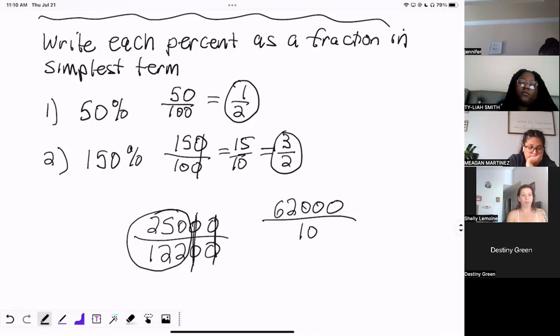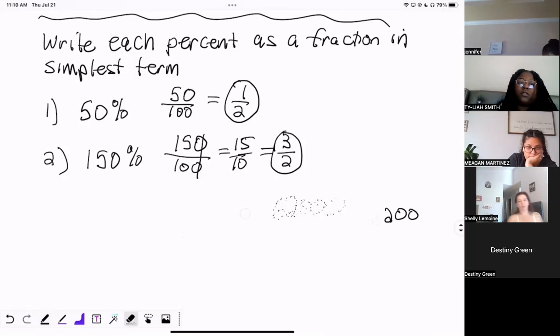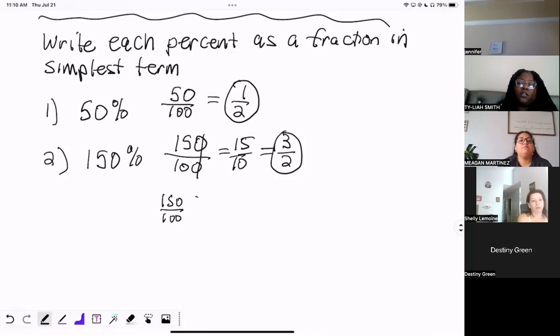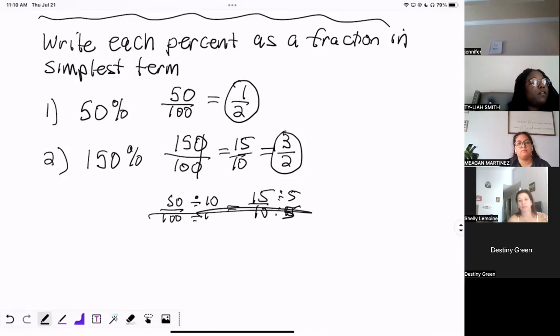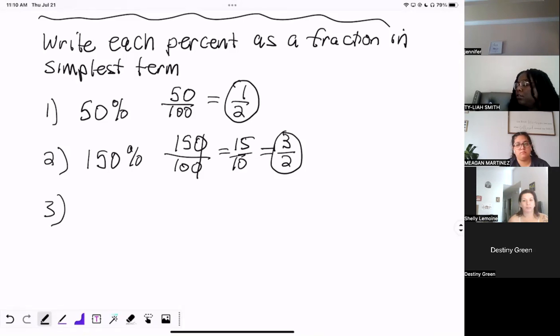So if I have that, I could take 1 zero out because they have 1 zero in each, and my answer would be 62 over 100. That kind of idea. So you just divide by 10, you lose a 0. I could have gone like this, 150 over 100 divided by 10 first, that would be 15 over 10, and then I would divide by 5. We can do it all at one time, but that's the idea. So it's a shortcut instead of writing it all out. Exactly. That's awesome.